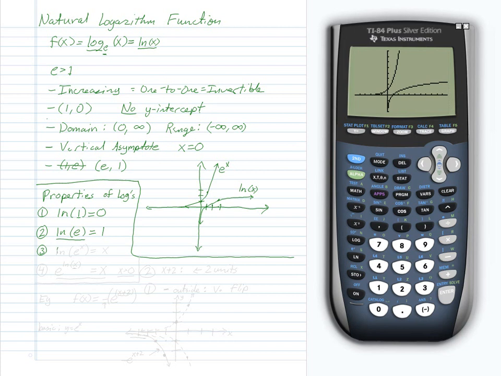Similarly to rules 3 and 4, the natural log of e to some power yields the power. And if I raise e to the natural log of some x value, I would just get back the x value. And remember, x must be positive in order to be plugged into the log. So this rule number 4 is only true for positive values of x.